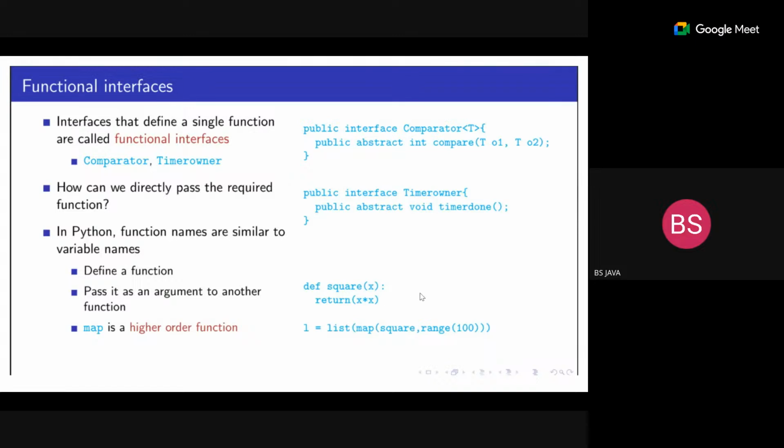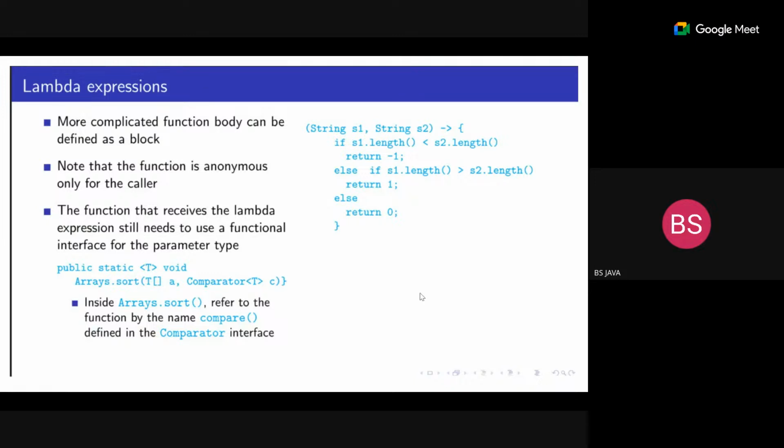In the case of Java, how to do it? For this we have something called lambda expressions. Lambda expressions means anonymous functions. Okay, anonymous functions, for when you want a more complicated function.